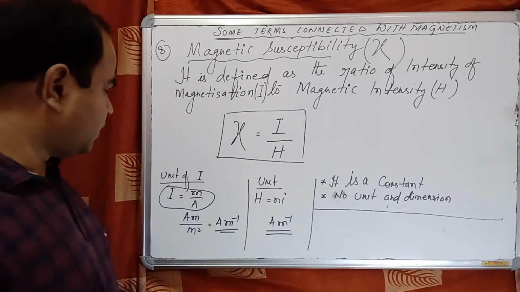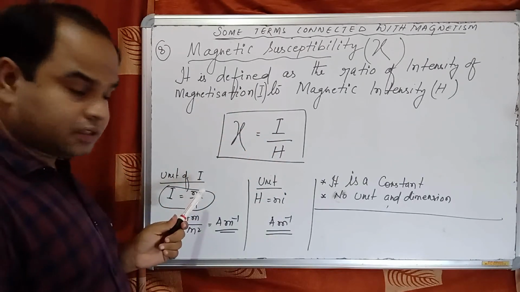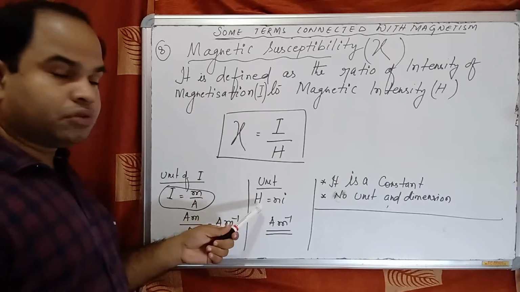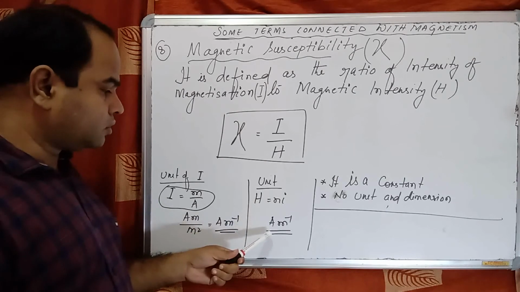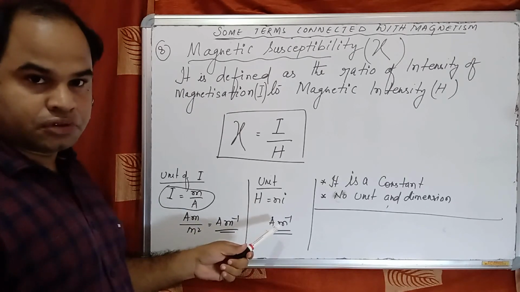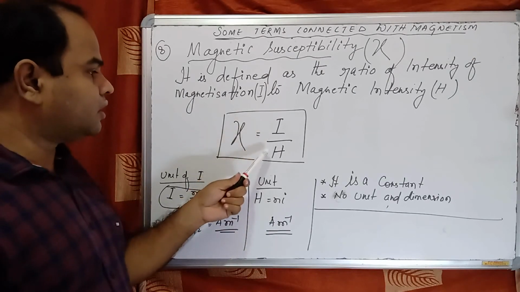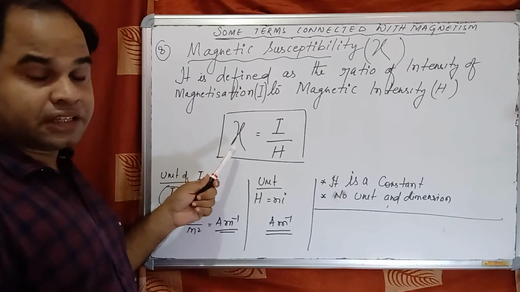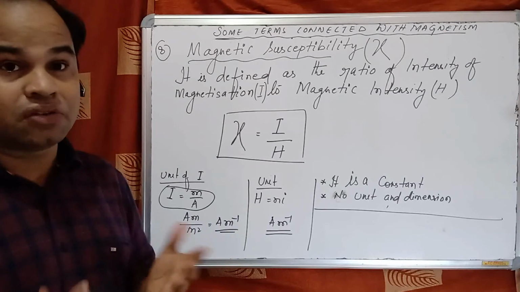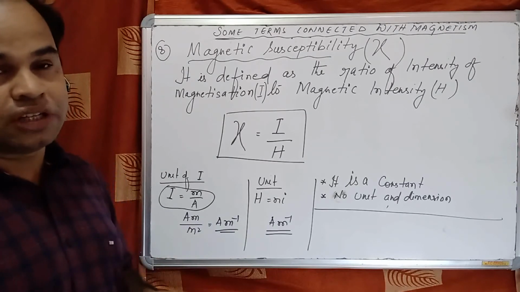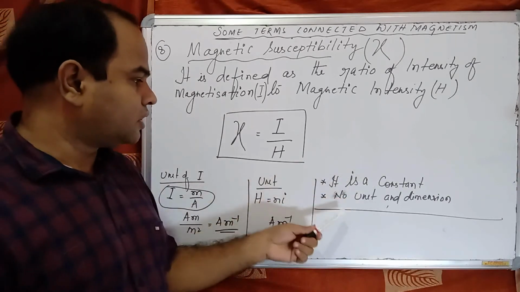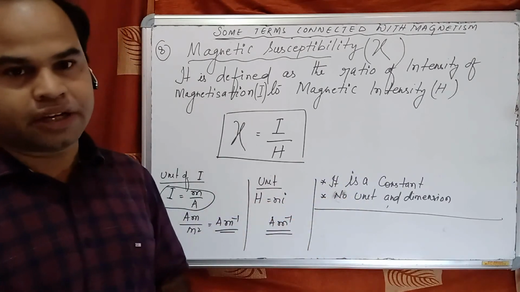Now the unit of I is ampere meter inverse, and the unit of H is also ampere meter inverse. That means the units are the same. So psi, that is magnetic susceptibility, is simply a constant having no unit and dimension.